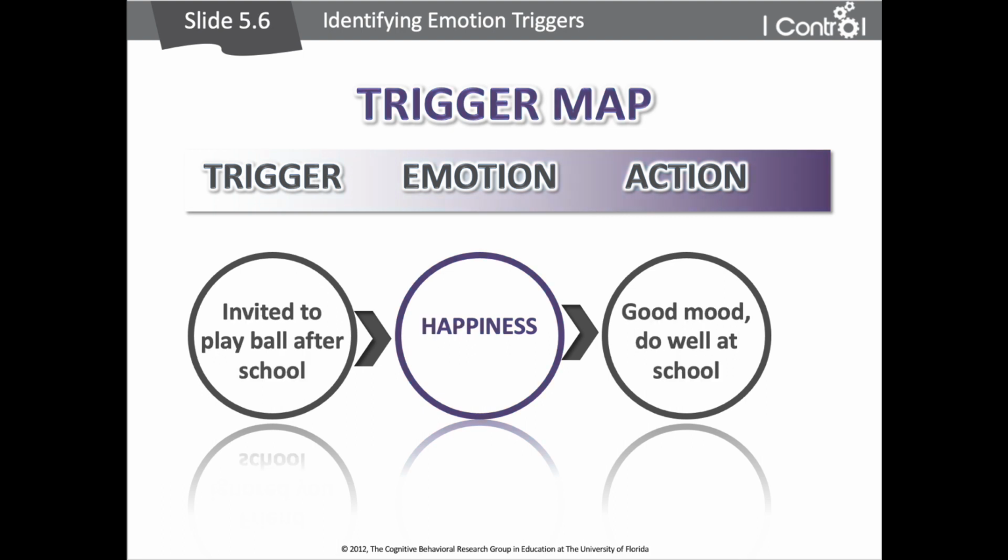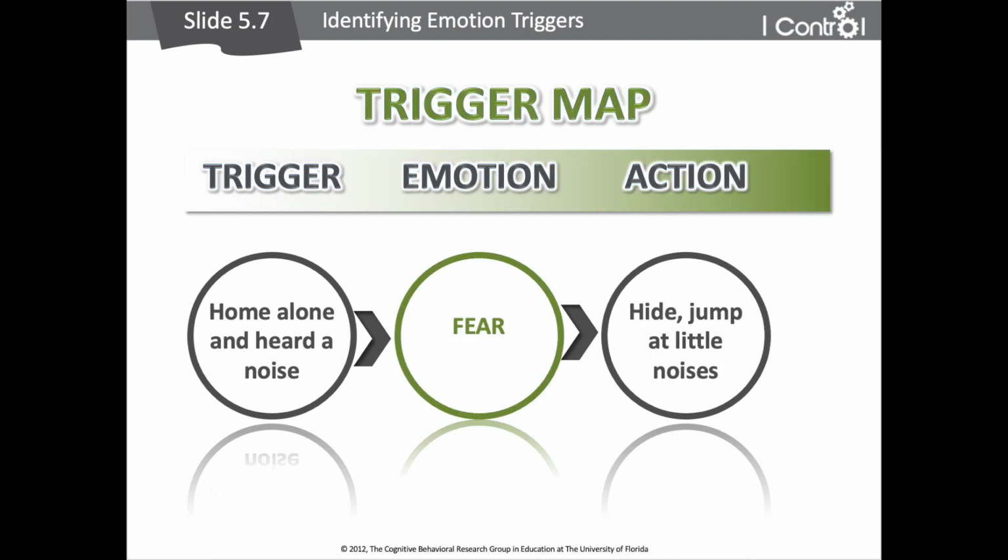Sometimes an emotion trigger can cause an emotion that leads us to behave in more productive or useful ways, such as in the third example. Exciting news, like being asked to play ball after school, might trigger intense happiness, which may help you stay positive and focused at school. Hearing a strange sound when you are home alone might trigger fear, but it could also lead to behaviors that help protect you, like being more alert. It's important to remember that triggers can cause specific emotions, and our behavior, whether good or bad, is harder to control when these emotions become intense.